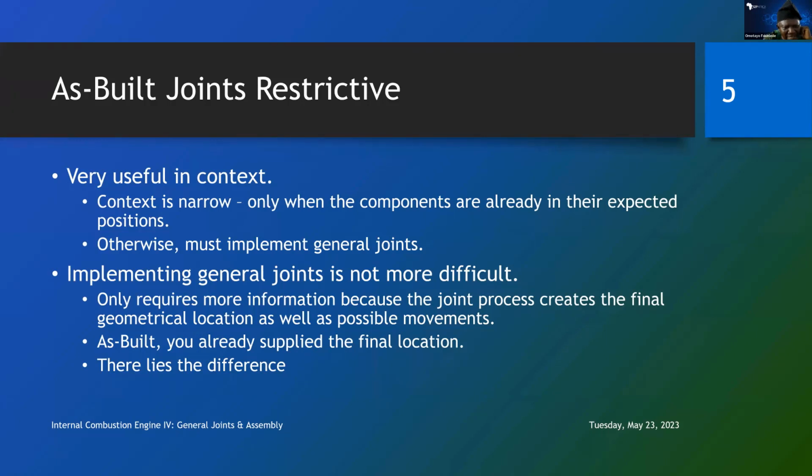Implementing general joints is not more difficult. It only requires more information because the joint process creates the final geometrical location as well as possible movements. So what you achieve in the general joint is more than what you achieve in as-built joints. That's why you need more information. In as-built joint, you already supplied the final location, so there lies the difference. There's less to ask for.